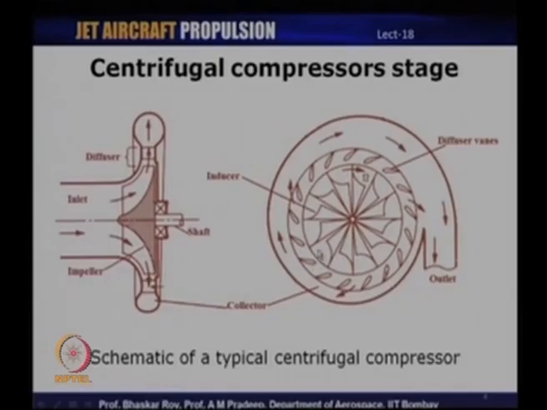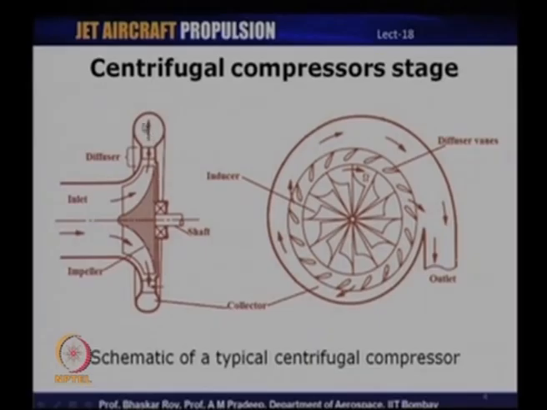From the front view, this is how it looks like. We have the impeller. So, this part of the compressor is known as the impeller, and that is why this rotates. So, impeller is the rotor of a centrifugal compressor. From the exit of the impeller, the air or the working fluid is guided through a set of vanes which are known as diffuser vanes, and then it goes into a collector and it goes out through the outlet.